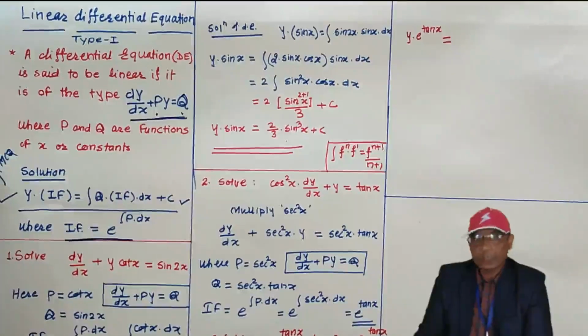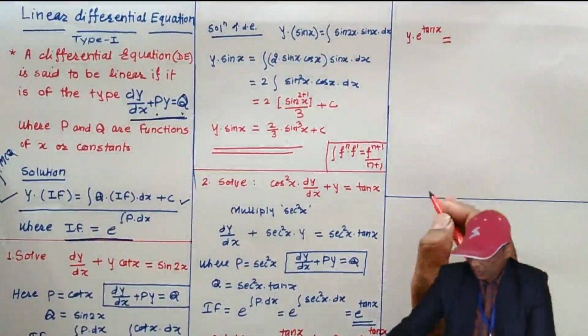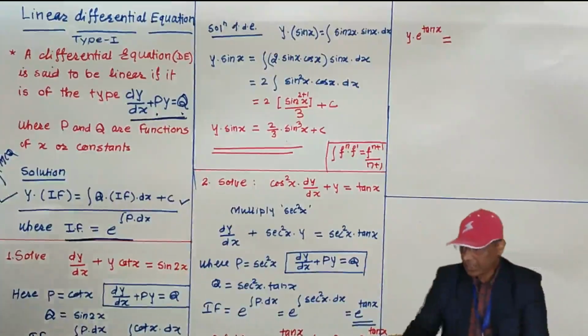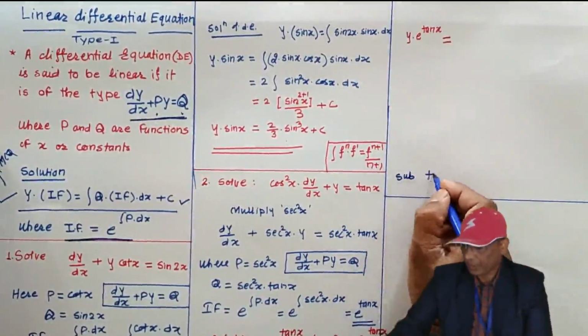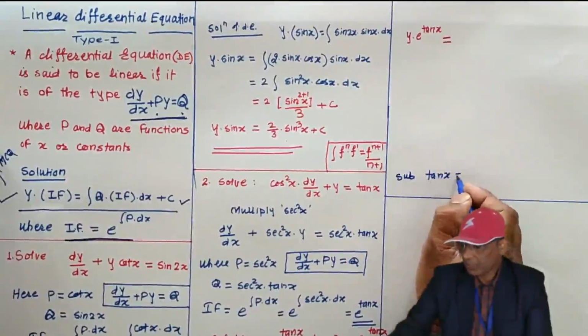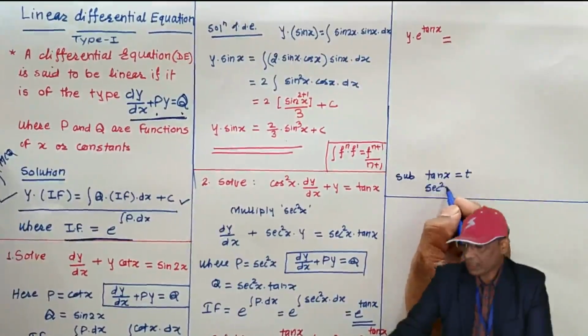See, if you look at this integral or this function, the derivative of tan x is present in the multiplication. But one more term, tan x, is also present. So I am going to substitute tan x equal to t. If you substitute tan x equal to t, then the derivative of tan x is sec square x dx.